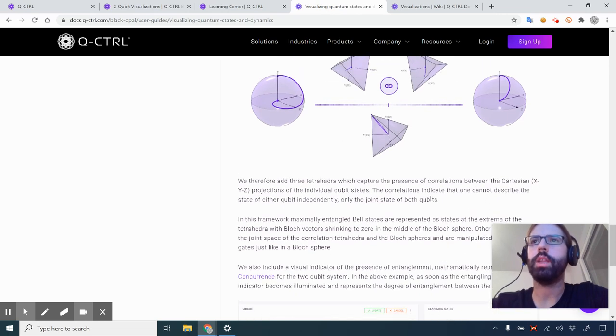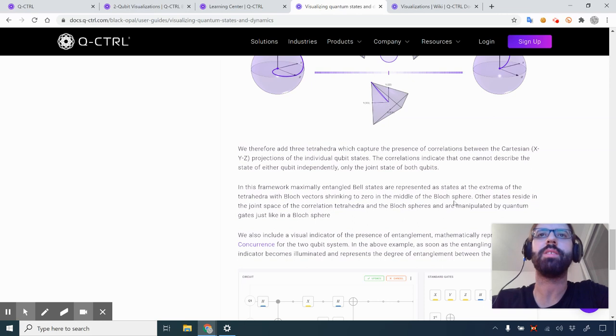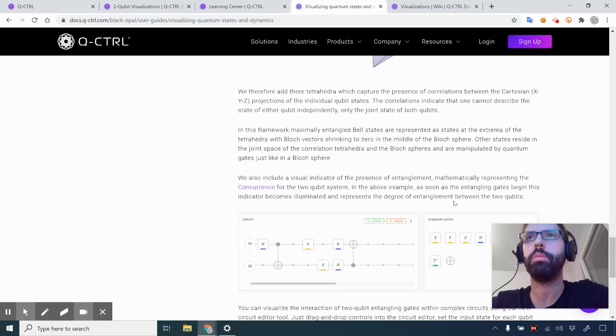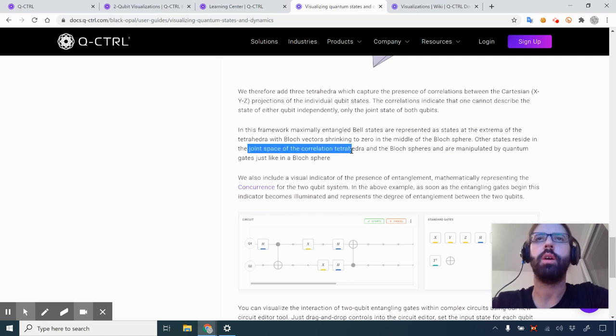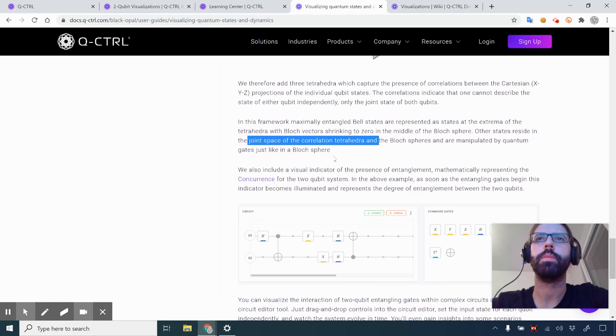The correlations indicate that one cannot describe the state of either qubit independently, only the joint state of both qubits. In this framework, maximally entangled Bell states are represented as states at the extreme of the tetrahedra, with Bloch vectors shrinking to zero in the middle of the Bloch sphere. Other states reside in the joint space of the correlation tetrahedra and the Bloch spheres, and are manipulated by quantum gates just like a Bloch sphere.